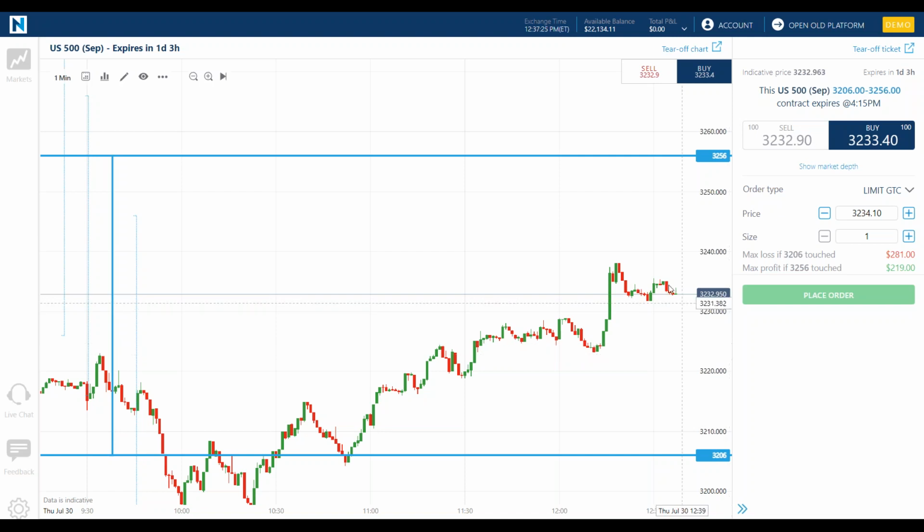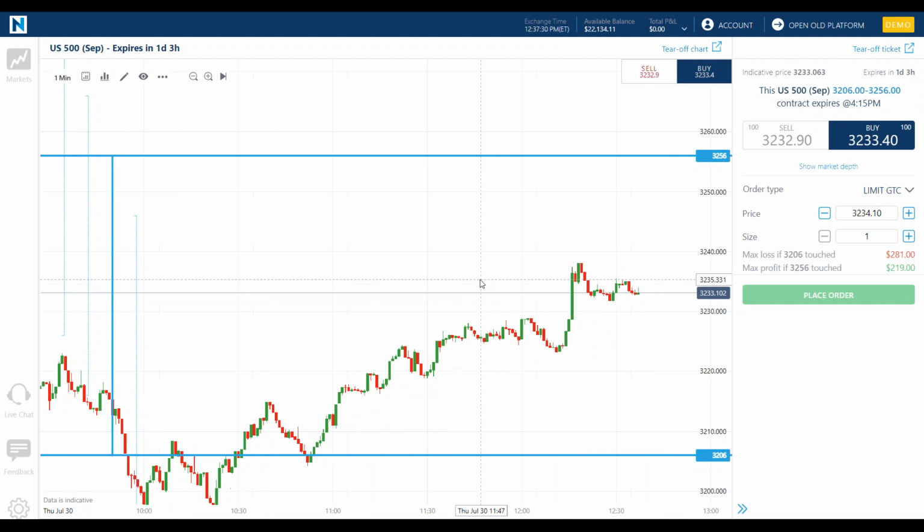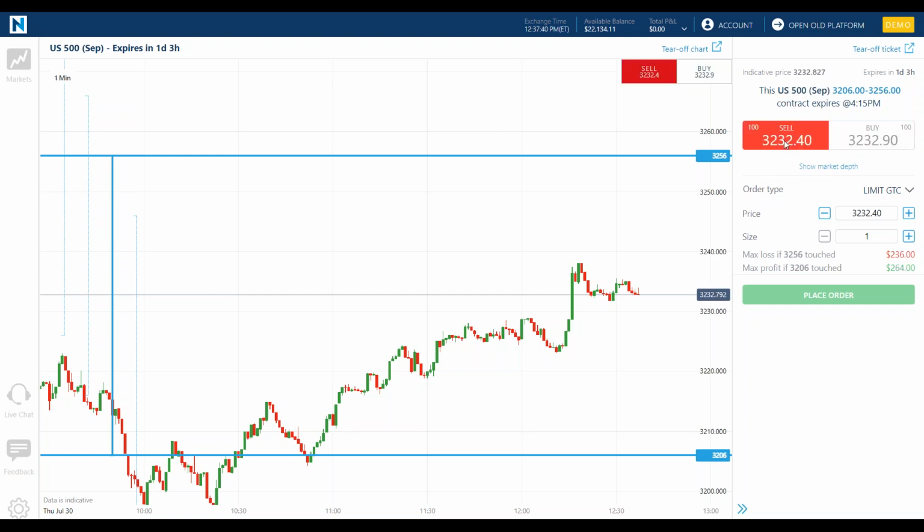If from right now at this moment in time, I thought the S&P were going to go higher, I would buy. If I thought the S&P were going to go lower, I would sell. So this is a little bit more just like any other product. If I think it's going up, I buy. If I think it's going down, I sell.